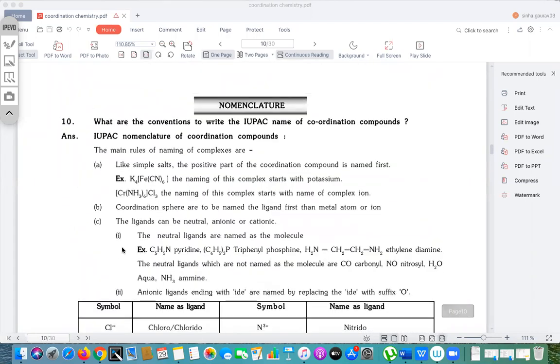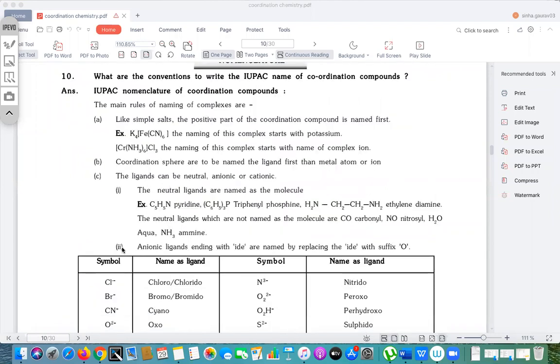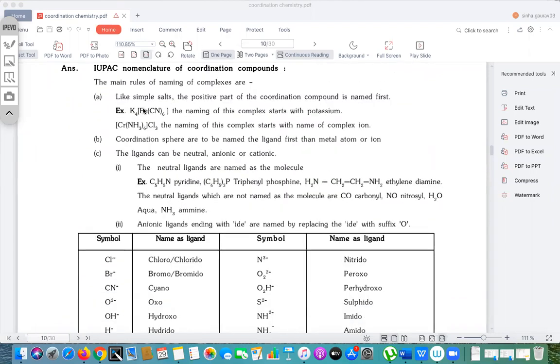Okay. See, the first rule is very simple. We'll name the compounds like we name a simple salt. Positive part first, and then the anion in the last. Like sodium chloride, Na plus we write first, sodium, and then chloride. Here also, if the positive part is this, then potassium and then the name of this complex, Fe(CN)6. Okay, that is what is written over here. Naming with the complex, it starts with potassium.